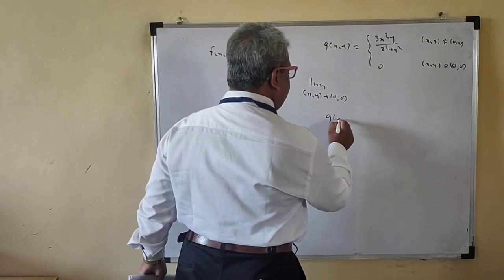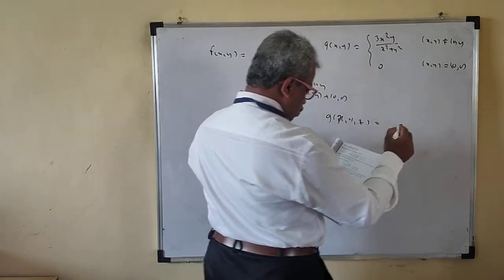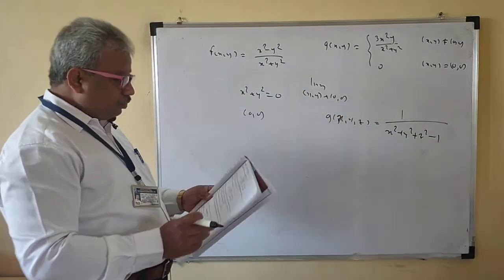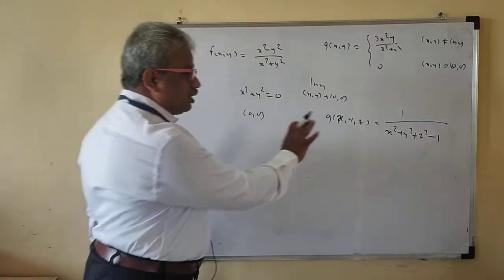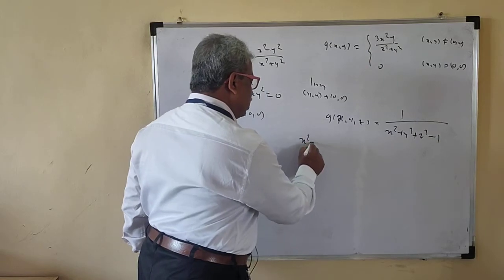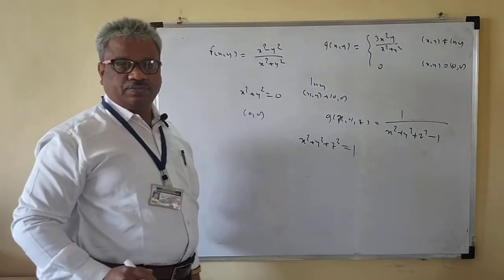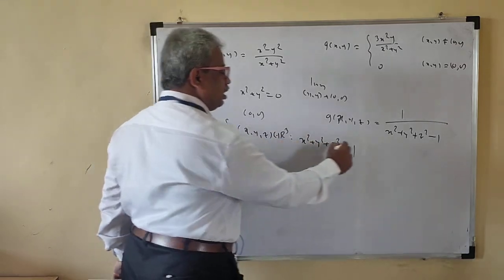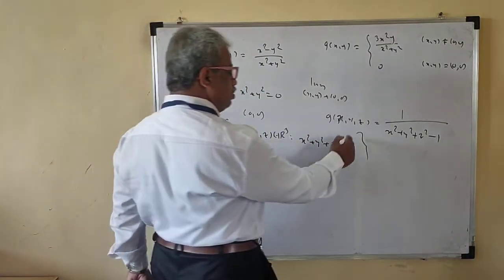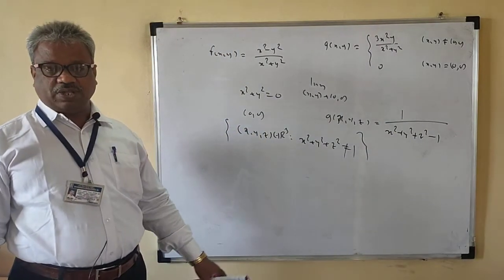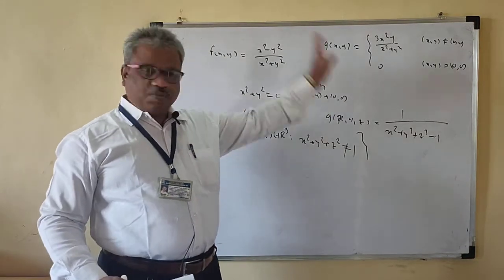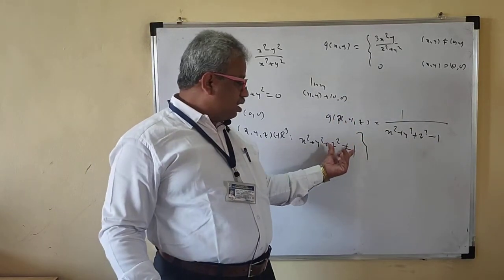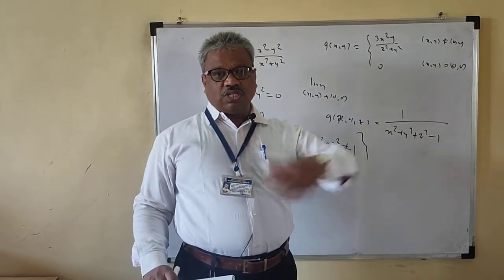Suppose we have this function g(x,y,z) = 1/(x² + y² + z² − 1). This function is discontinuous only where x² + y² + z² = 1, for all values of x, y, z belonging to R³ such that this holds. The function will be continuous if x² + y² + z² is not equal to 1. If x² + y² + z² equals 1, then the denominator is 0, and the function is not well defined.